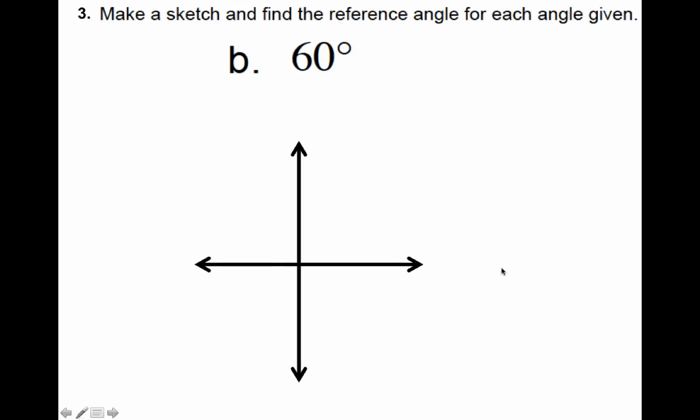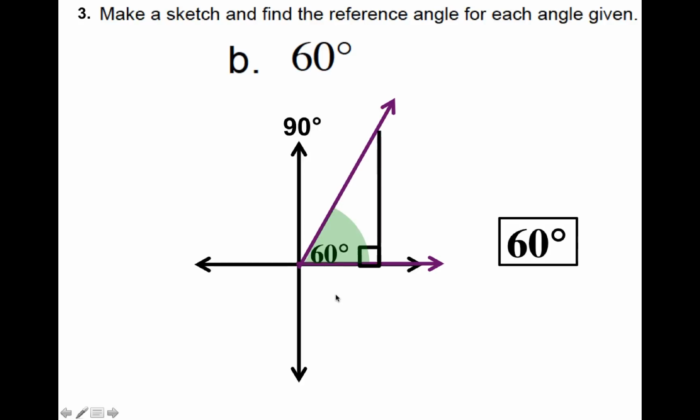So 60 degrees, draw another T. If this is 90 degrees, we know we're not going to go that far. So it's going to be somewhere here in quadrant 1. Draw a line down to the x-axis, creating a right angle. So we're looking for this angle in here. Notice that would be 60 degrees. So my reference angle is 60 degrees. Make sure you have it in the triangle and outside.